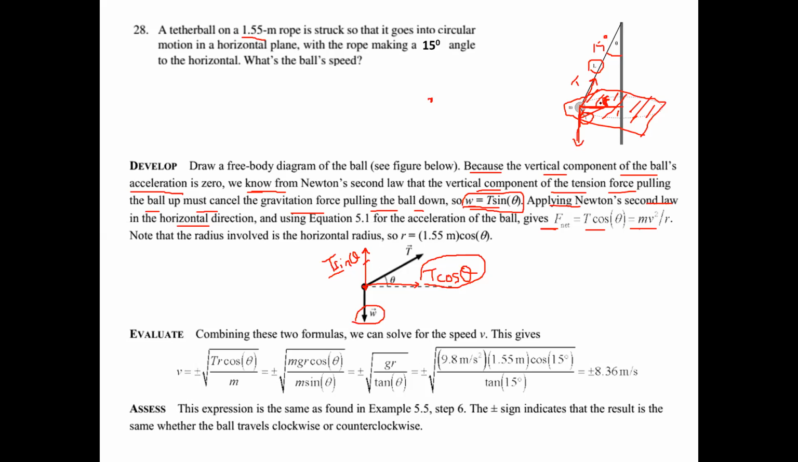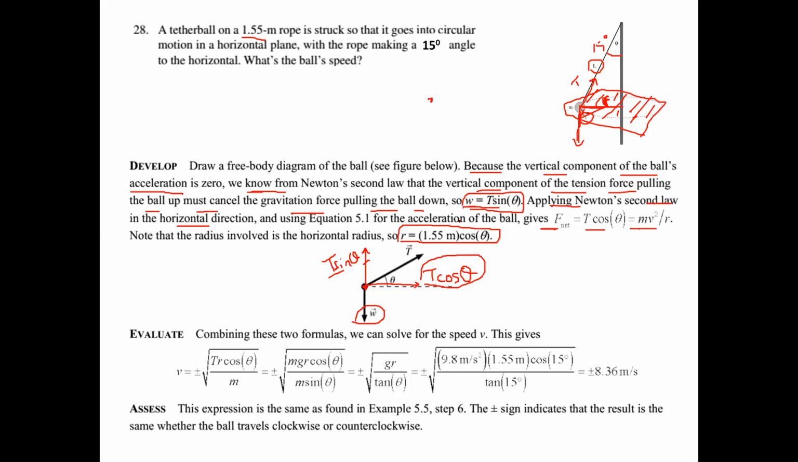From the trigonometry, you can easily know that this hypotenuse here is L. When you multiply L with cosine theta, you will get this R here, right? So in this case, your R will be equal to 1.55 meter cosine theta, okay?